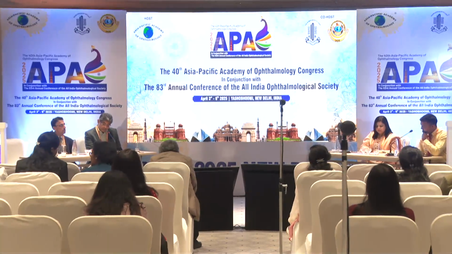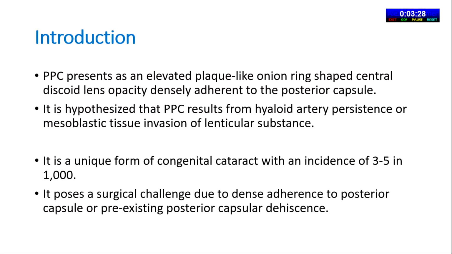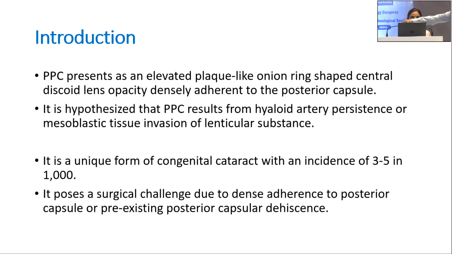Good morning, everyone. I am presenting a clinical case of posterior polar cataract. It is an elevated plaque-like, onion ring shaped or bullseye appearance opacity, which is present on the posterior pole of the lens and densely adherent to the posterior capsule. It is hypothesized that PPC results from hyaloid artery persistence, and it is an uncommon form of congenital cataract with an incidence of 3 to 5 in 1,000.